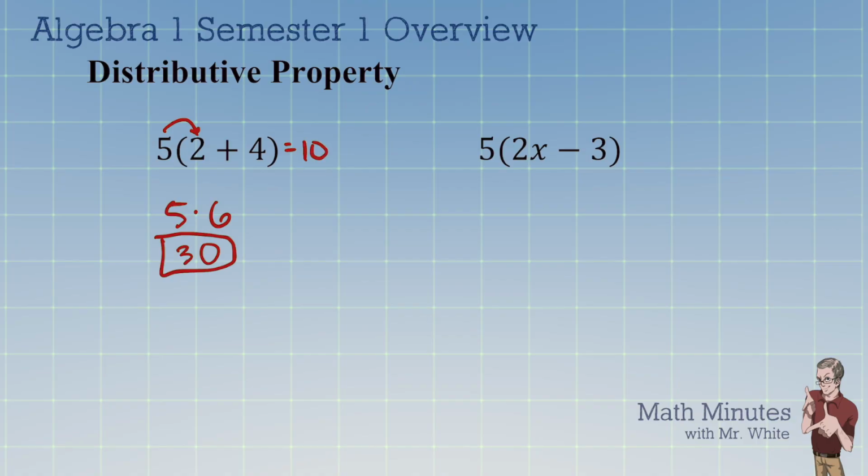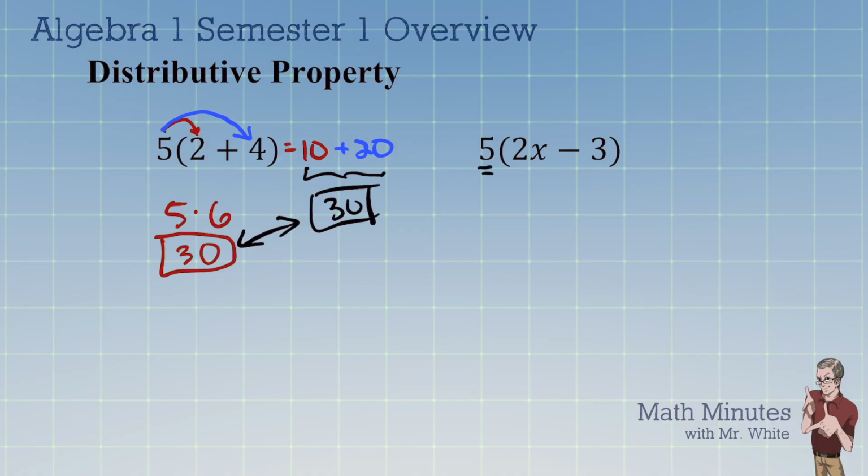That gives you 10. And then you can also take the 5 times the positive 4, and you get positive 20. So what happens when you combine those two? You get 30. Oh my goodness. And see how these are the same answer. So either way is correct. And I'm showing this with numbers so that you can do the same process with variables.